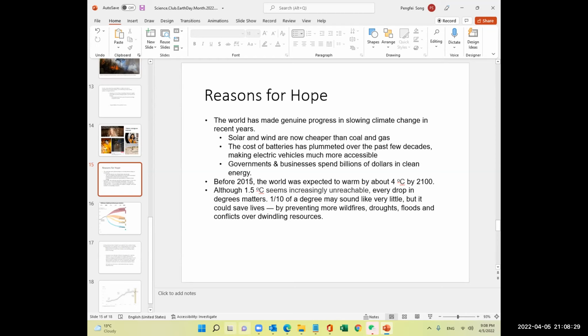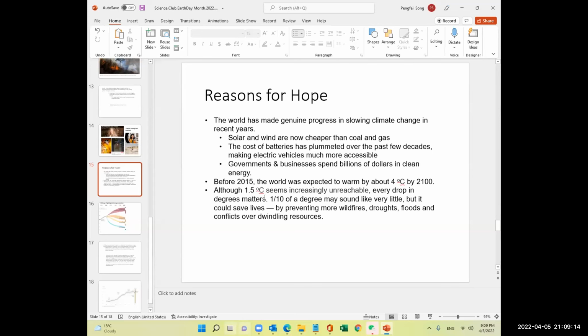before 2015, according to what we were doing before 2015, the world was expected to warm by about 4 degrees by 2100, and now it's 3 degrees Celsius, right? And also the cost for solar and wind has become much cheaper. Electric vehicles have become cheaper. Government and businesses actually spend billions of dollars, right? So investing in clean energy. Batteries have become cheaper, so a lot of people have chosen to drive electric vehicles. They're building more charging stations, right, for these electric vehicles.